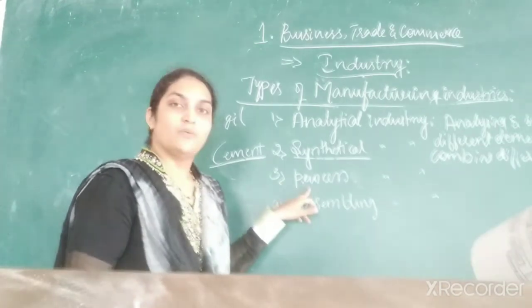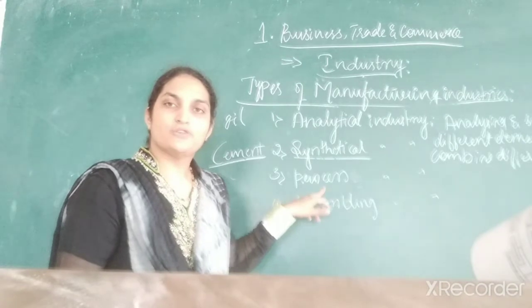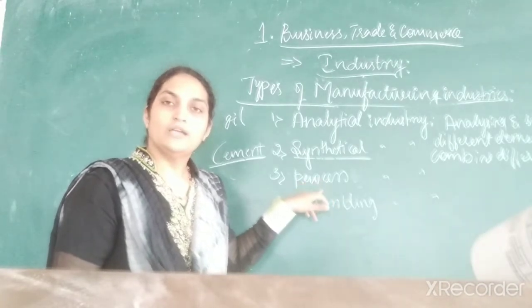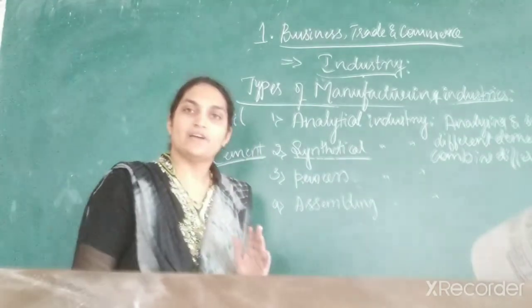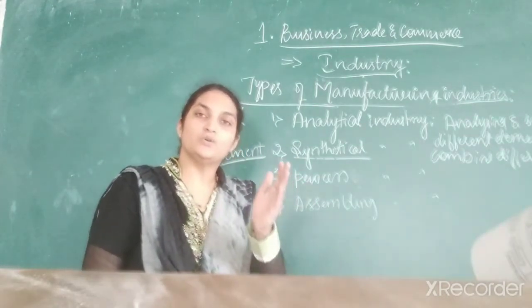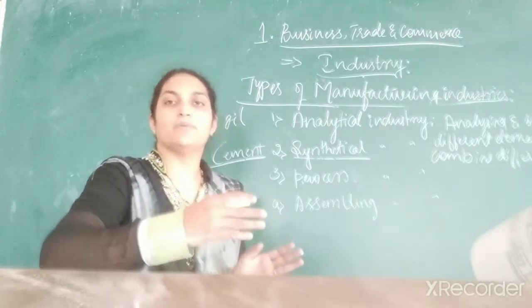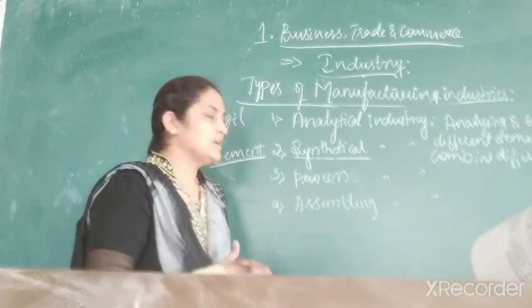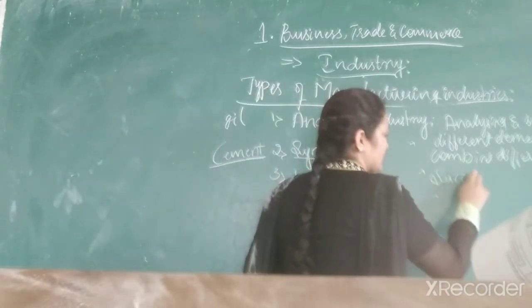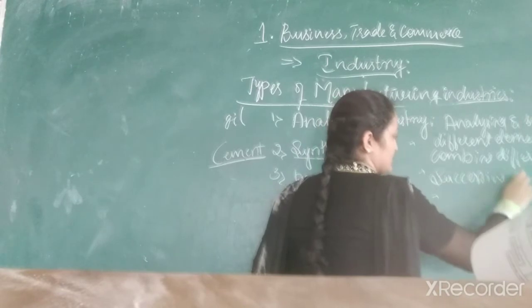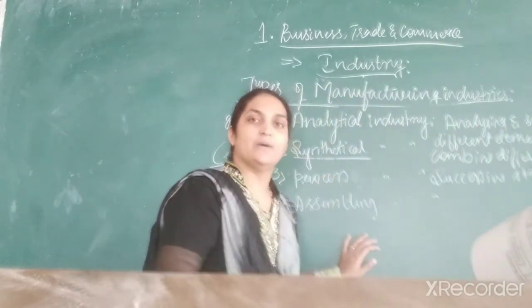Next one is processing industries. The processing industries here refers to those industries which include successive stages in order to manufacture a particular product, or in order to produce a finished good. You are going to go through a number of stages. That is called processing industries. So these industries include successive stages in order to manufacture a particular good.